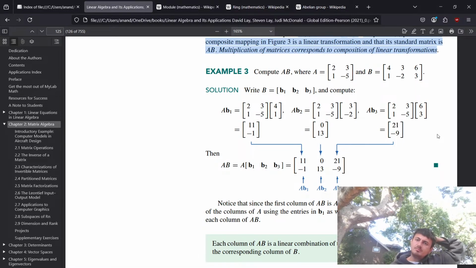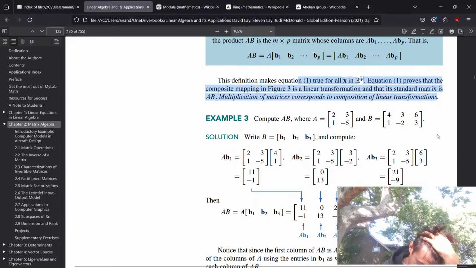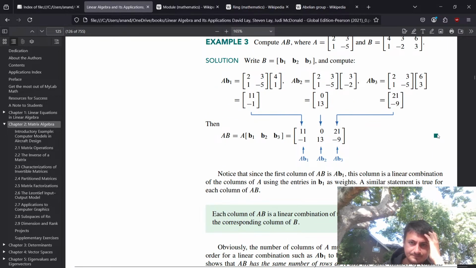So the proof that composition of linear maps is linear. Yeah. All right.